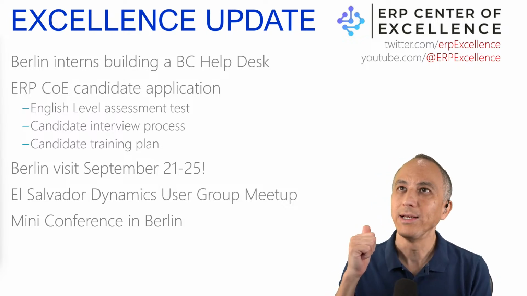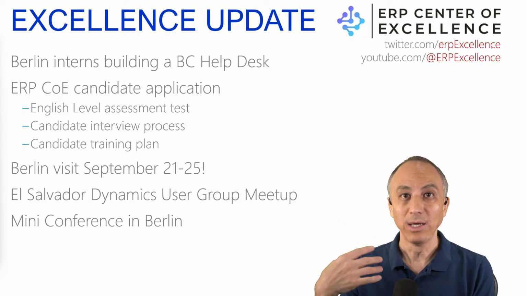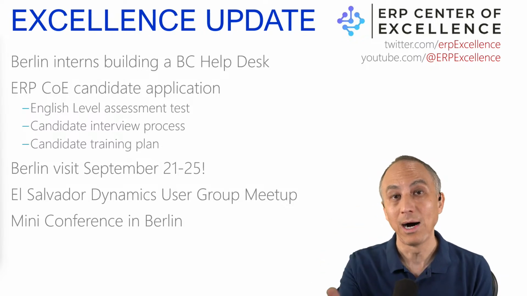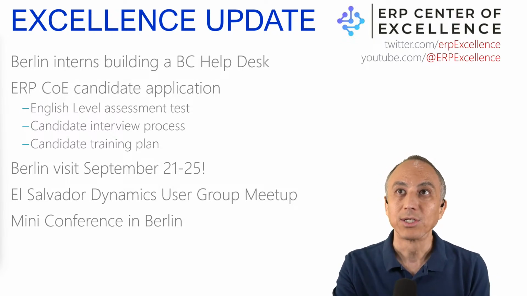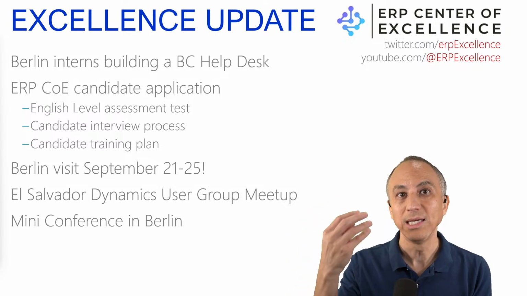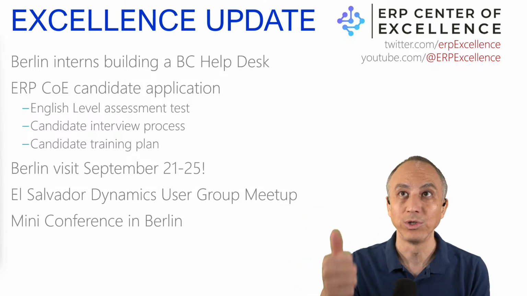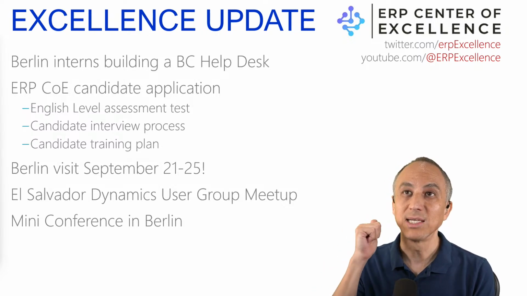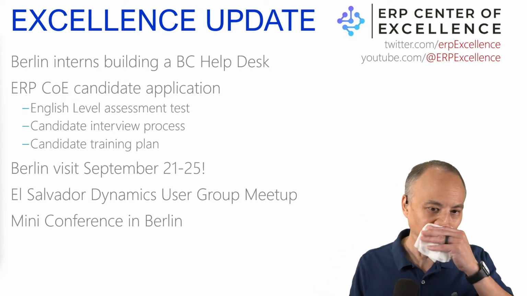I thought I had it in here, but I have created an application using Microsoft Forms, application as in to apply for the program. So that is live in soft open or soft beta. And so the candidates from Berlin will apply online. We'll have their application. We'll evaluate that. We'll do the English level assessment test. We'll do an interview, and we will have a training plan for them.